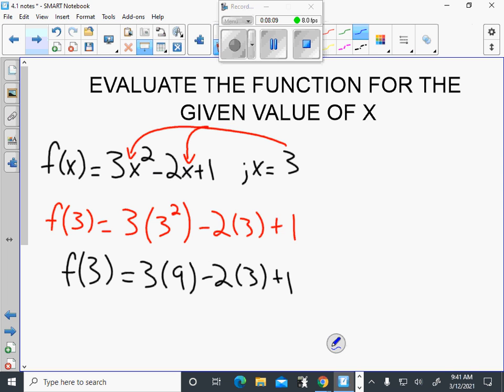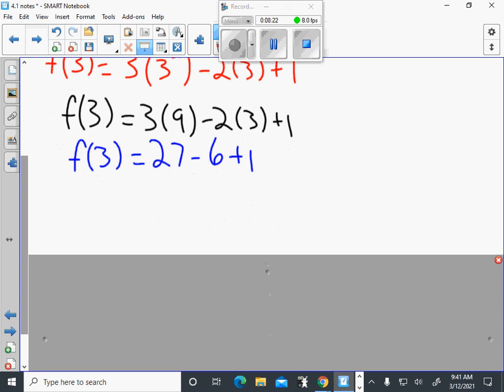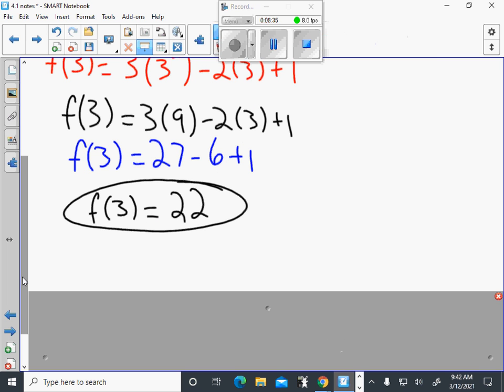I'm going to do a couple of steps in one here. F of 3 equals, what's 3 times 9? 27 minus 2 times 3, which is 6, plus 1. And finally, when we solve this, we have f of 3 equals 27 minus 6 is 21, plus 1, 22. That's all it is.